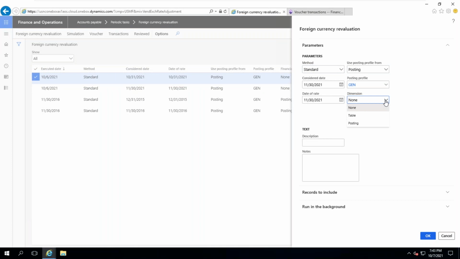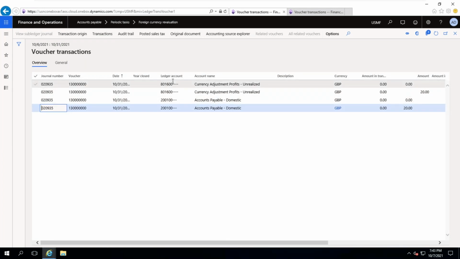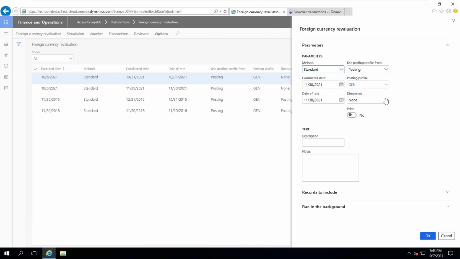No, Satya. Could you please explain it again, please? Okay, fine. So while posting these transactions, it is hitting the voucher, am I right? Yes. While doing this voucher, it is not considering dimensions at all. Right. So yesterday whenever I ran foreign currency revaluation, I selected none. Which is not correct. In a real-time scenario, usually we will select posting. Posting means the transaction dimensions. Whenever you are posting a transaction, we can map dimensions, right?